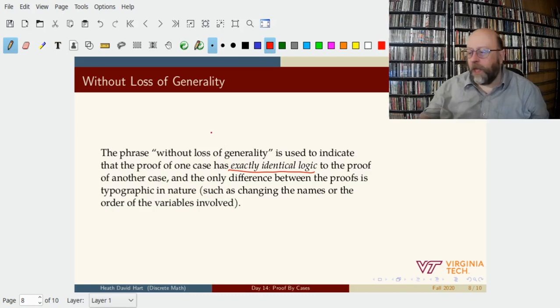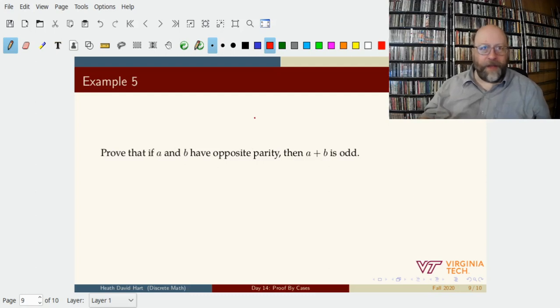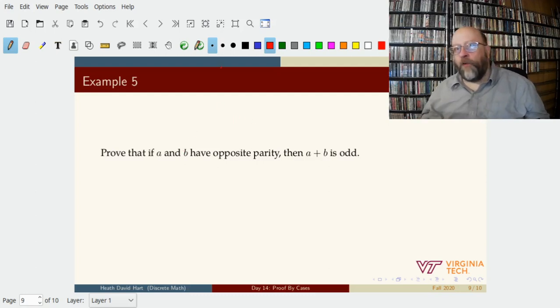And we could have used this shortcut on example 4, but we didn't. But on the next example, we'll use the shortcut, and I'll show you how it works, okay? So here's the next example. Example 5 proves that if A and B have opposite parity, that is, one is odd and one is even, then their sum is odd.